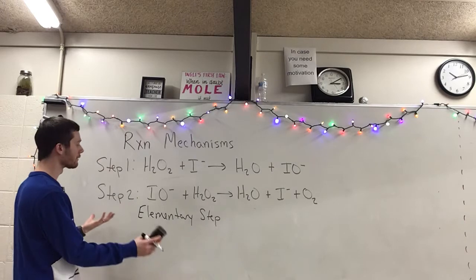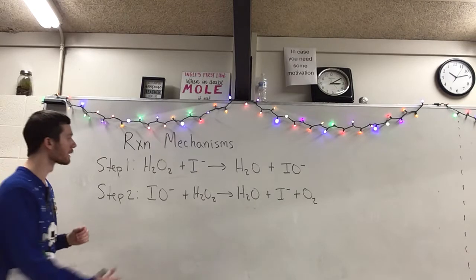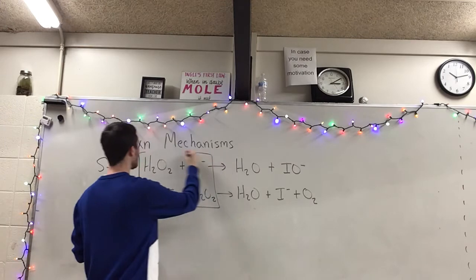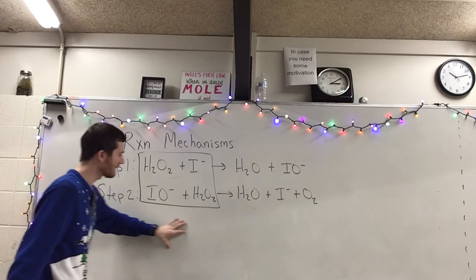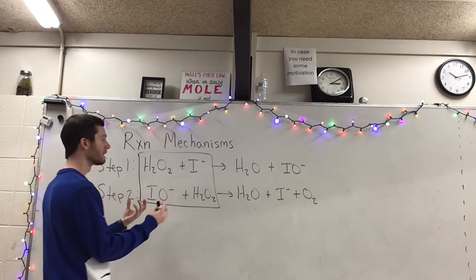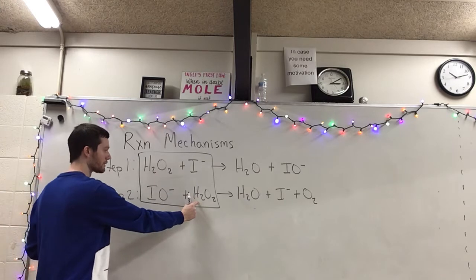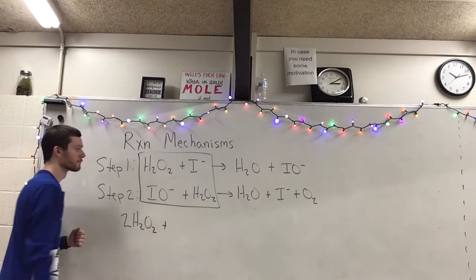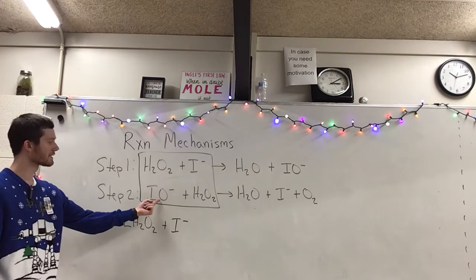So what is the overall reaction? Well, the overall reaction has to be a sum of the steps. So if we were to think of this in chunks, over here we've got our reactants of both elementary steps, step one and step two. Let's go ahead and list them in one reaction. Let's pretend, rather, that they're all reactants. So H2O2 and another H2O2, we could write as 2H2O2, plus I minus, plus IO minus.